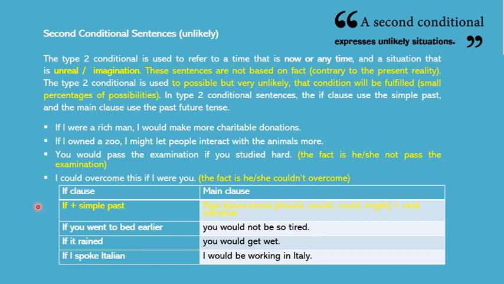Okay, the pattern is: if plus simple past, main clause with past future tense. You can use should, would, could, might plus the verb infinitive. If you went to bed earlier, you would not be so tired. The fact is, he is so tired and he did not go to bed earlier.